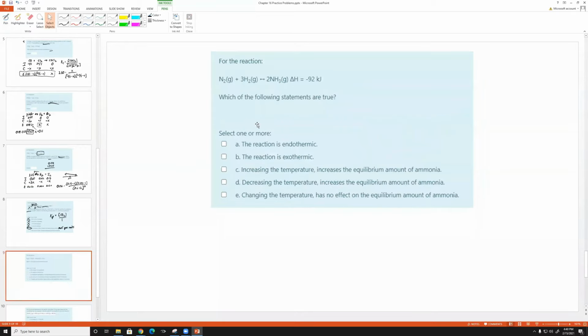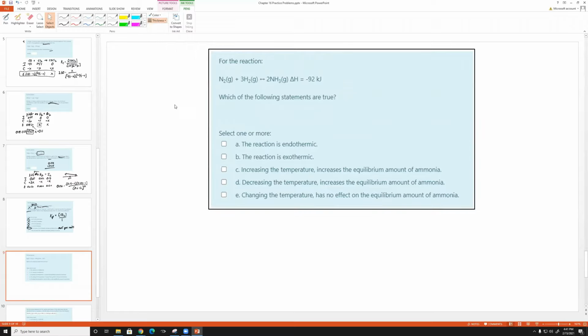All right, next one. We have this reaction, and it is exothermic, right? Because the delta H is negative. So keep that in mind. Select one or more. The reaction is endothermic. That's not true. The reaction is exothermic. That is true. Increasing the temperature increases the equilibrium amount of ammonia. All right, let's see that.